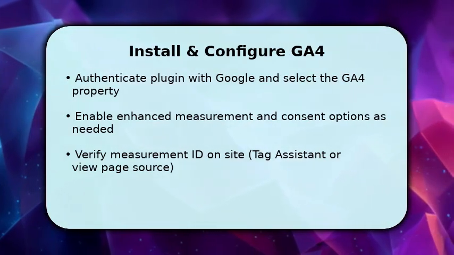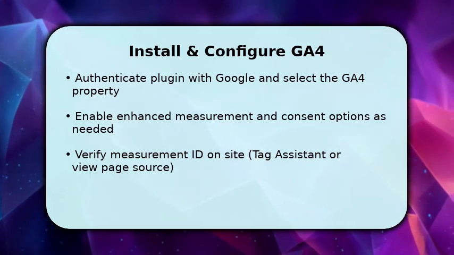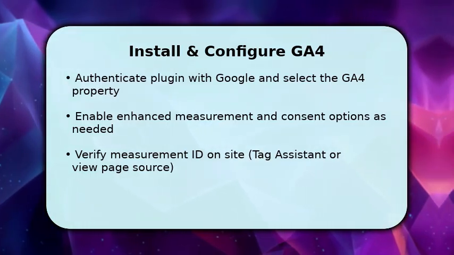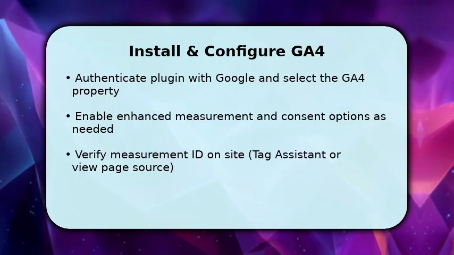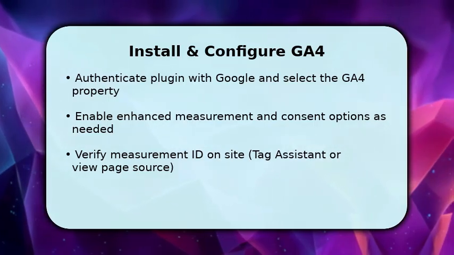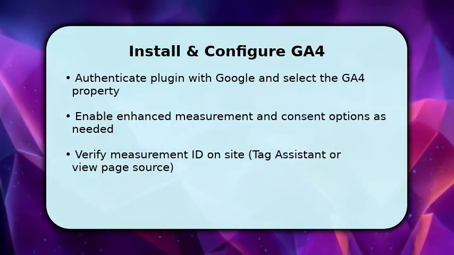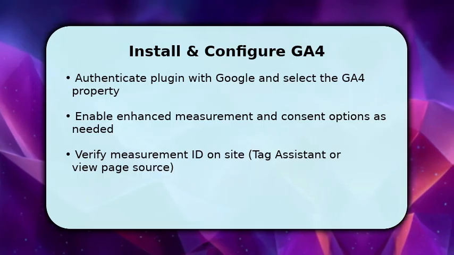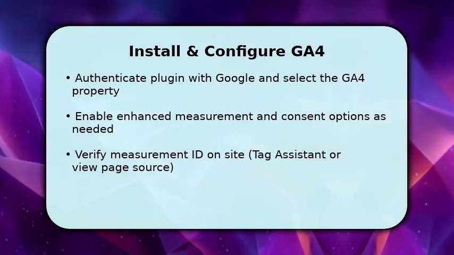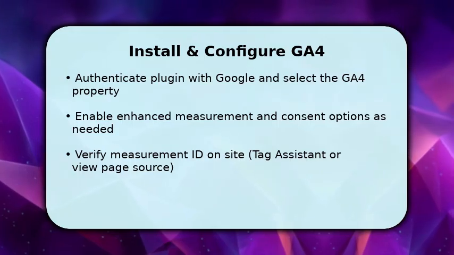In the plugin, authenticate through Google and choose the exact GA4 property and stream. Make sure enhanced measurement is toggled on to capture scrolls, outbound clicks, and file downloads automatically. If your site requires consent, enable consent mode or configure a cookie banner to avoid dropped data.